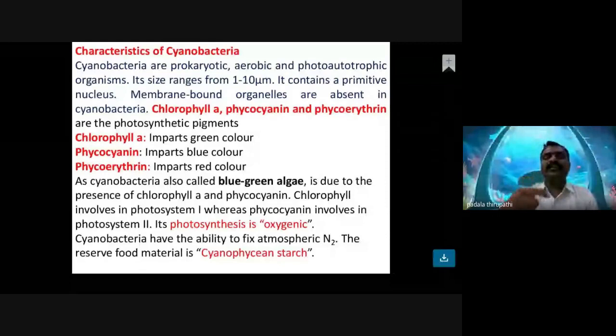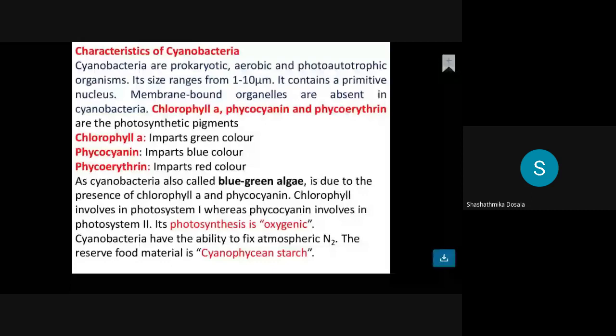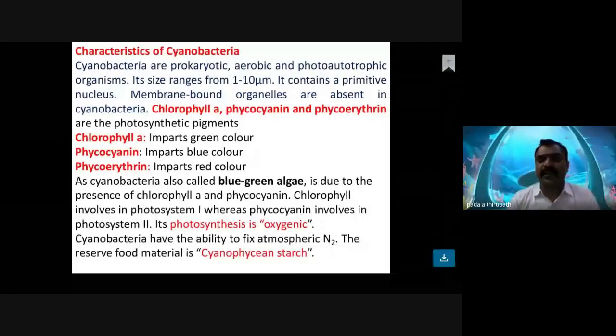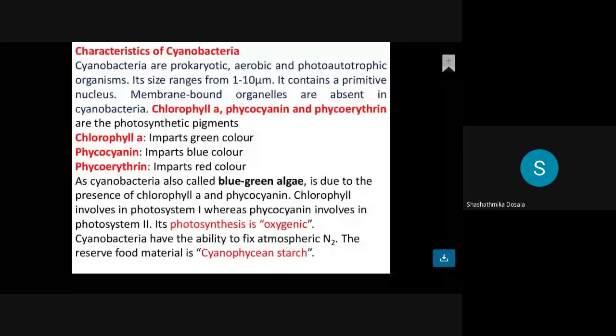There is no definite nucleus present. Do you understand about aerobic? Yes, sir. They are utilizing oxygen, the presence of air. Yes, they need oxygen in the process of their physiological functions. And photoautotrophic organism. Photoautotrophic means they prepare their own food material in the presence of light. Yes, good. Presence of sunlight, definitely.